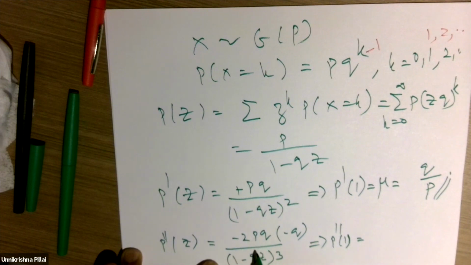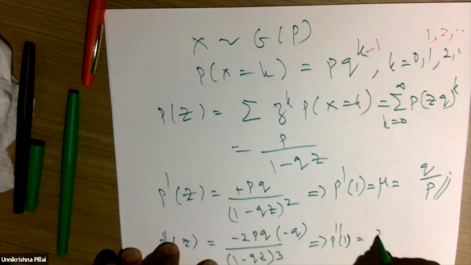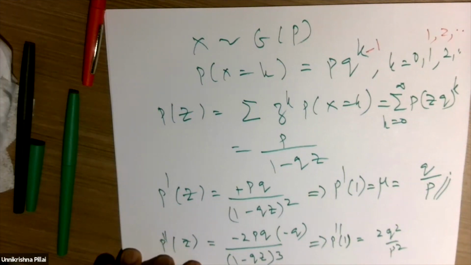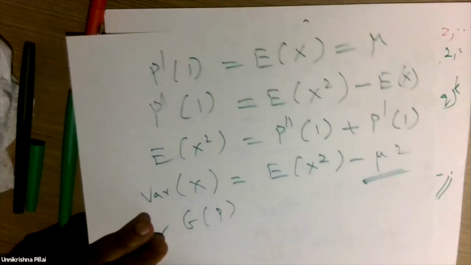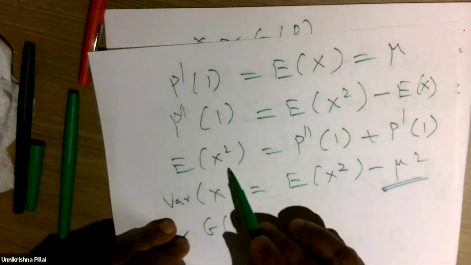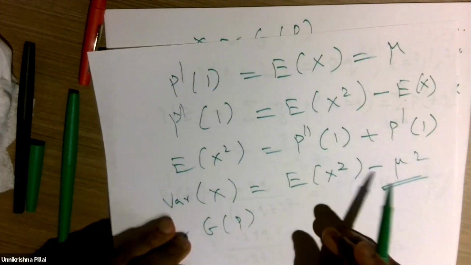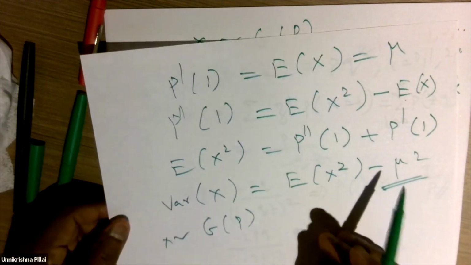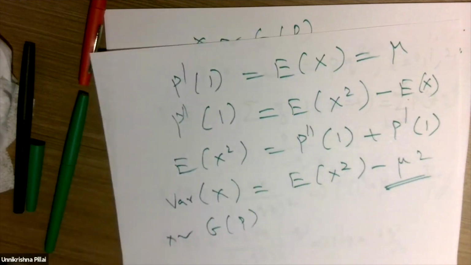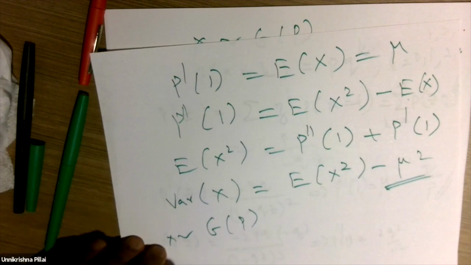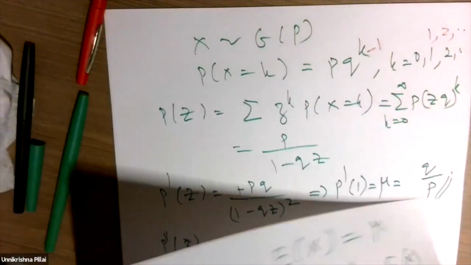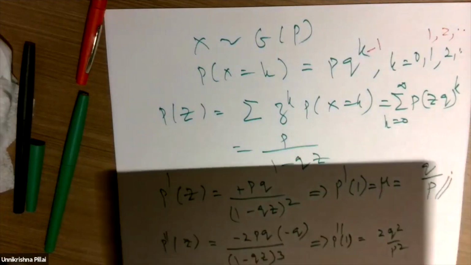And so we have minus minus, so you have 2 q squared over p squared. All right, then you use this previous formula. Then you can use this formula. So I guess you can do it, right? I'm going to leave it here.